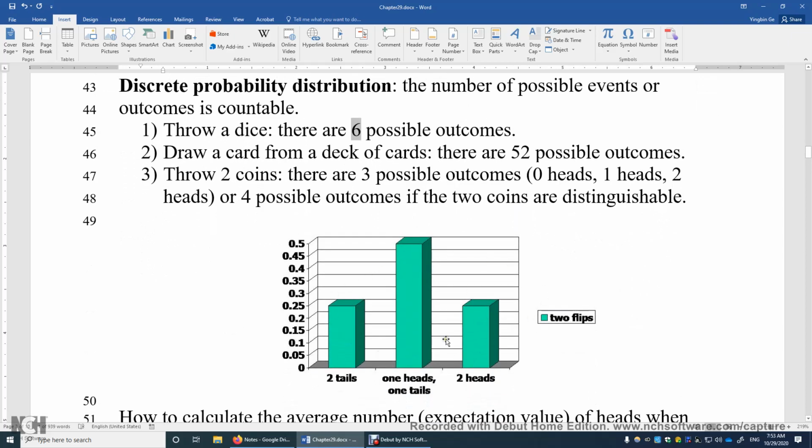Over here, if the 2 coins are indistinguishable, then you have 3 outcomes: 2 tails, 2 heads, and then 1 heads, 1 tails. Again, we do not care which coin is heads, which coin is tails over here.